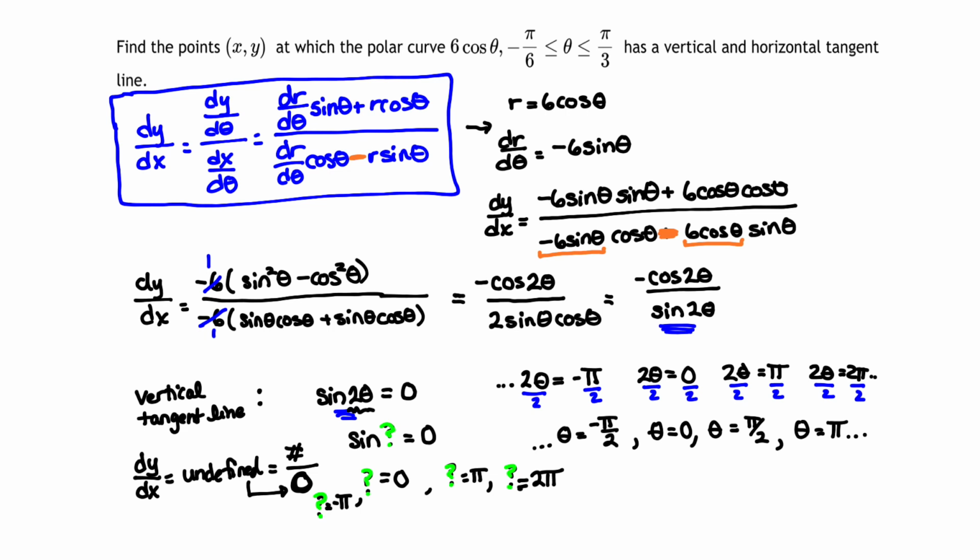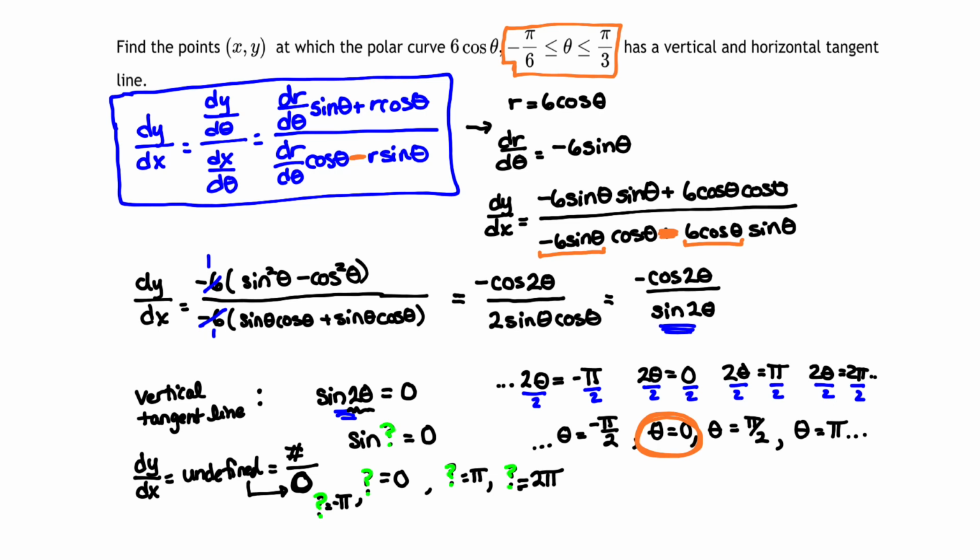Our problem, though, asks us specifically to find the points at which the curve r equals 6 cos theta has a vertical tangent line in this domain, in this restriction, where theta lies between negative pi over 6 and positive pi over 3. Now, the only value in my list that's between negative pi over 6 and positive pi over 3 is this one right here. So it looks like there is a single answer. There is a vertical tangent line when theta is 0.